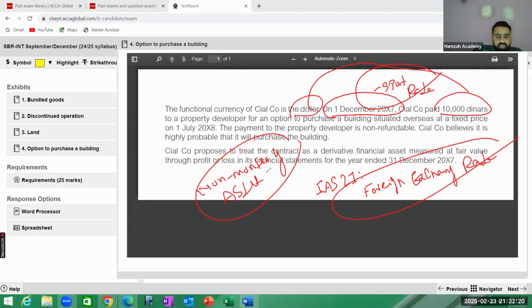Monetary assets are those which are readily convertible into cash, and this is an advance to a supplier, and it is not refundable. So it is not a monetary item. The item which is not monetary would be a non-monetary item. So this non-monetary item will not be retranslated at the year end.